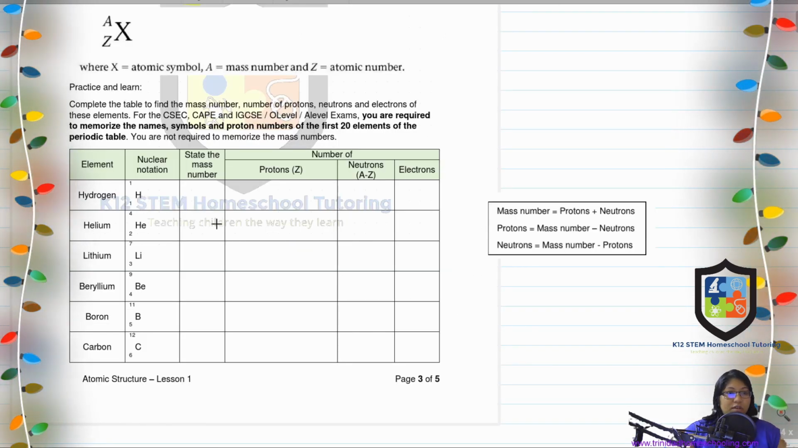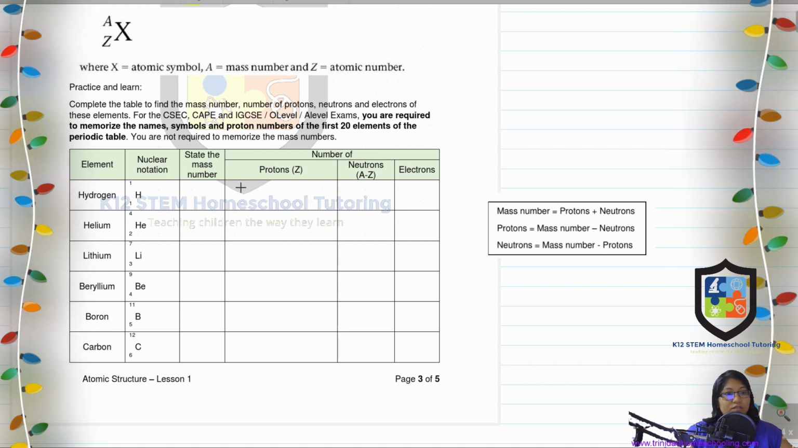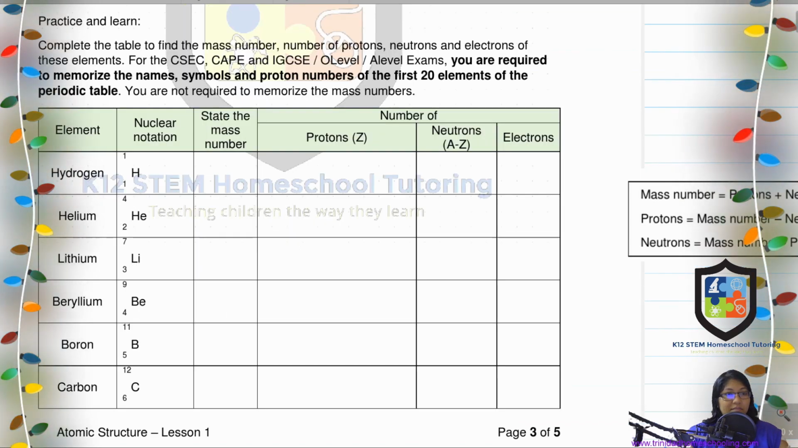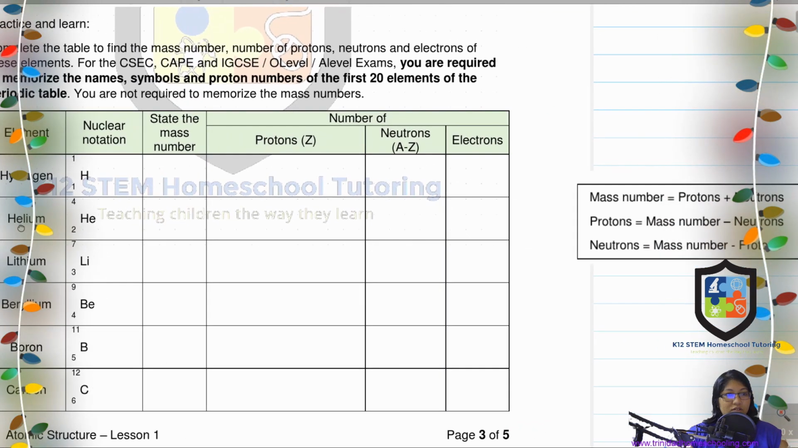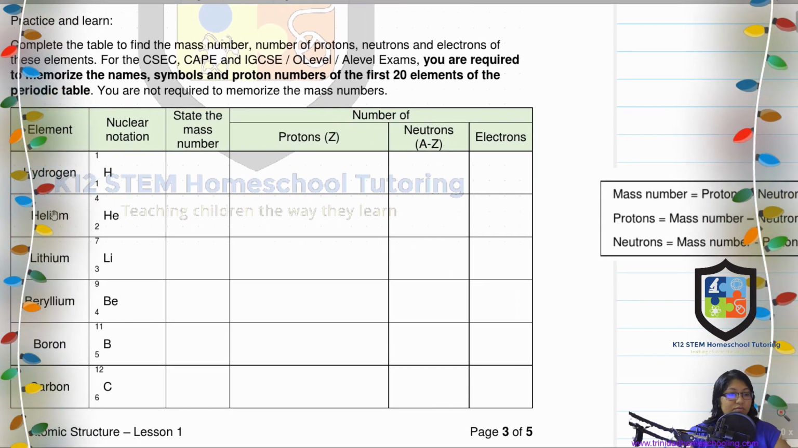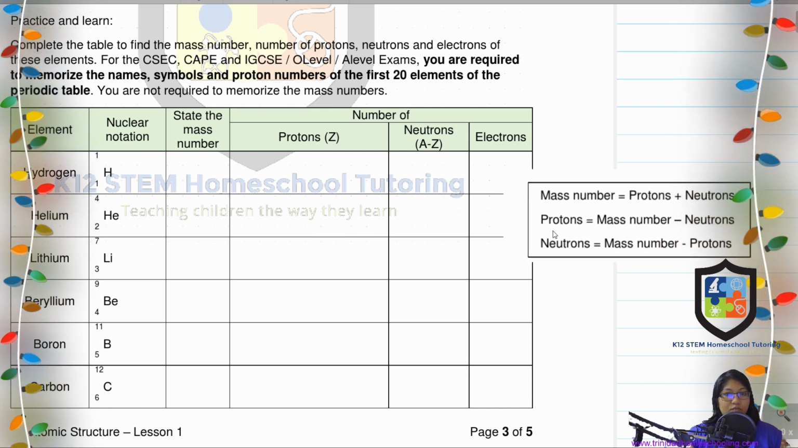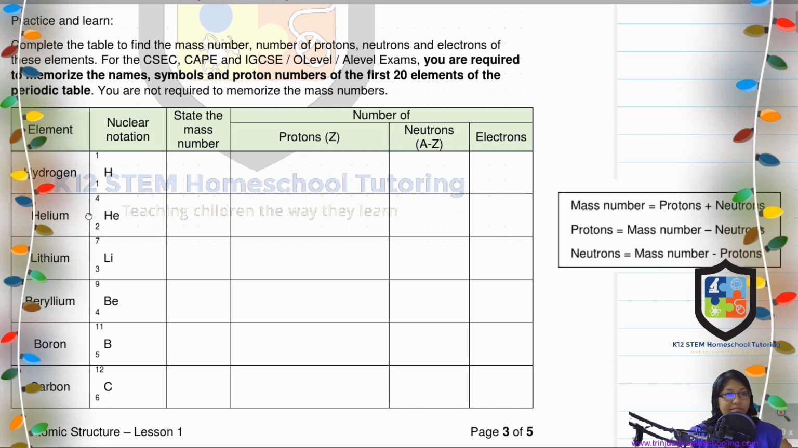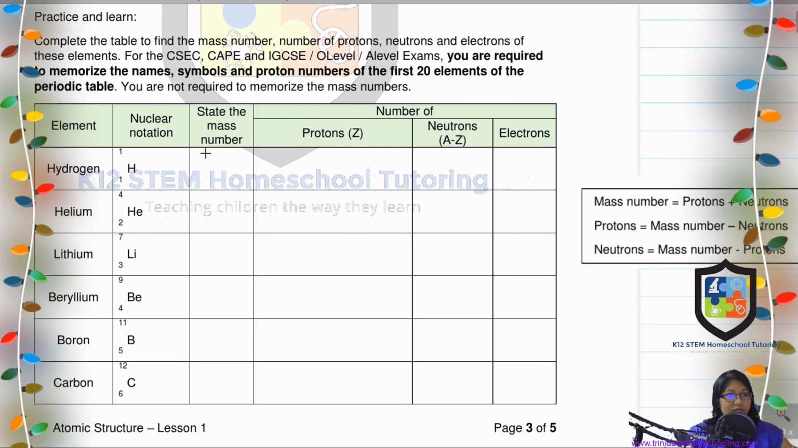So for hydrogen, we said that the Z is the number at the bottom and it's the atomic number, and A is the mass number. So let's state the mass number. We see here that the mass number is the number on the top, which is 1. So my mass number is 1.